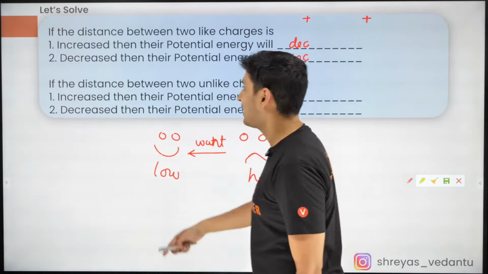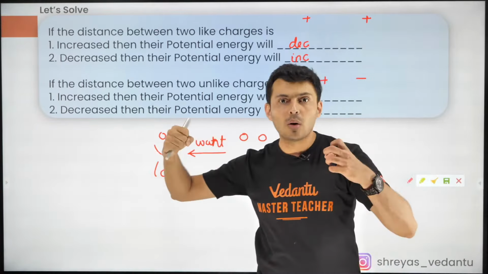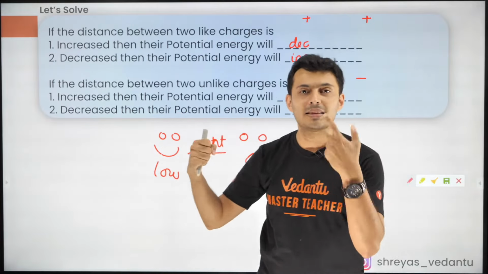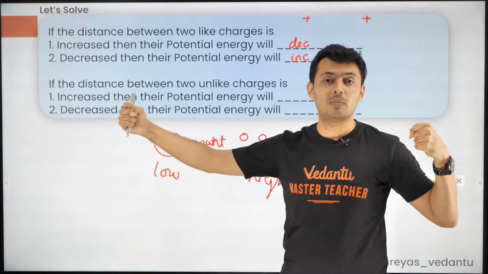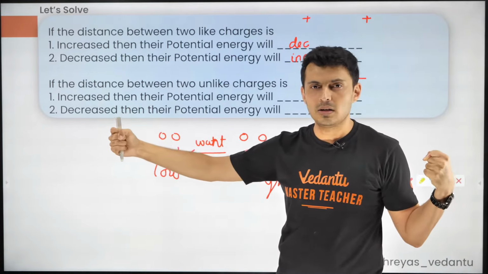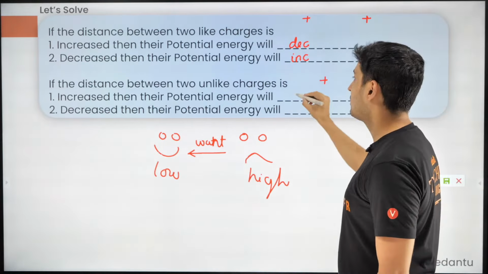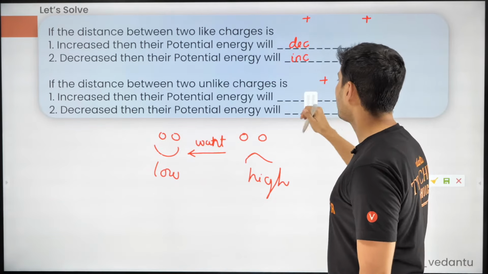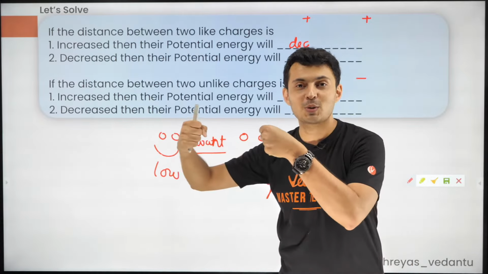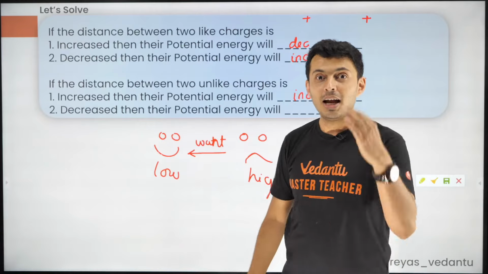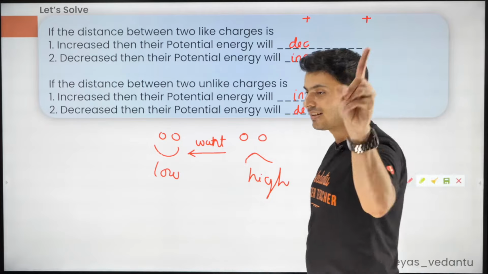Unlike charges, so this is positive and negative. Pandu loves Champa. You separate Pandu from Champa. Are they going to be happy? Obviously not. They are going to be sad, and then the potential energy will be high. So it's going to increase. And if you bring Champa and Pandu close together, they are going to be really happy, so they have low potential energy. That means the potential energy has decreased.